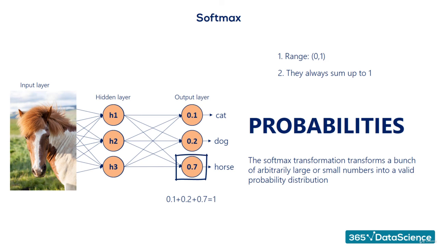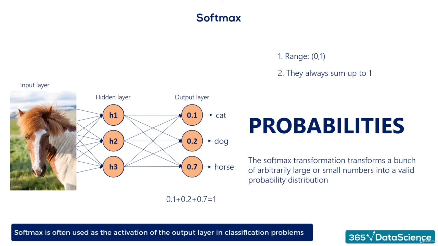This makes everything so intuitive and useful that the softmax activation is often used as the activation of the final output layer in classification problems. So no matter what happens before, the final output of the algorithm is a probability distribution.